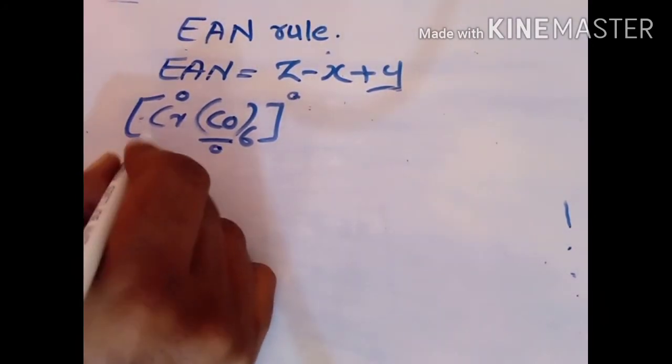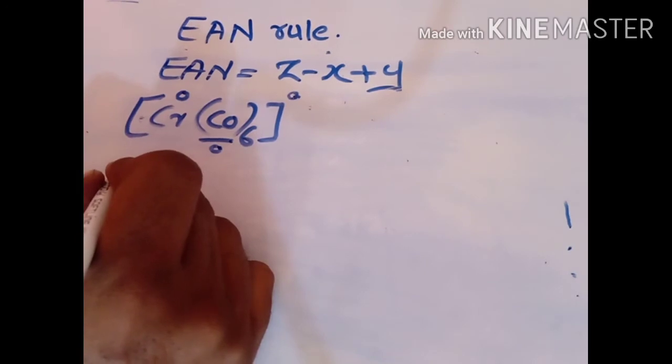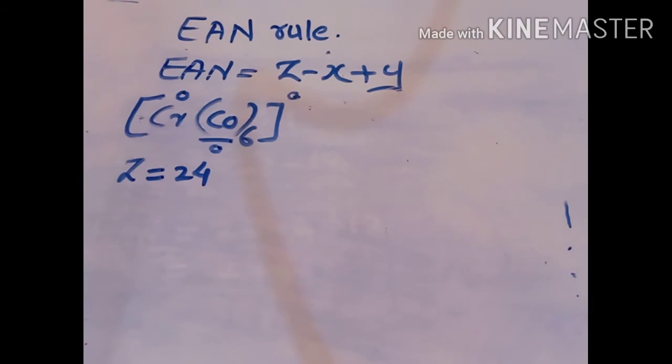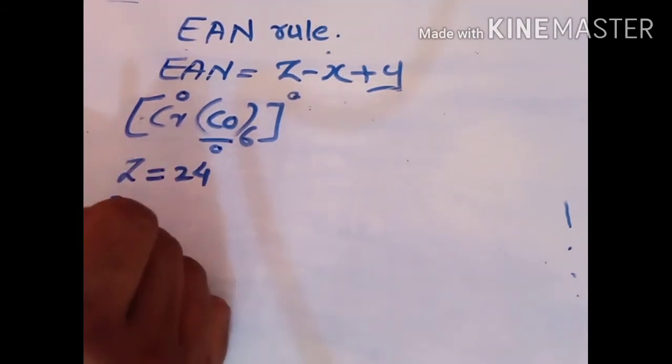Now the value of Z. What is the atomic number of chromium? That is the value of Z, which is 24. Now what is the value of X?